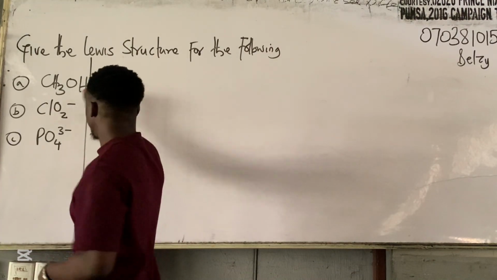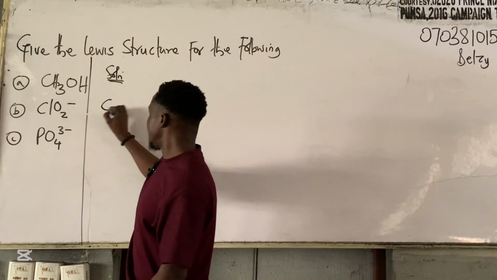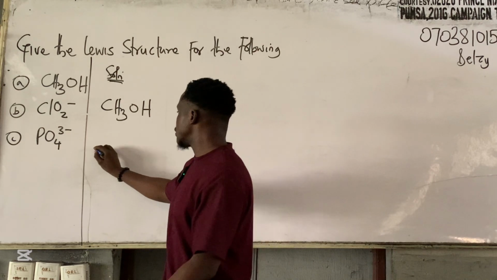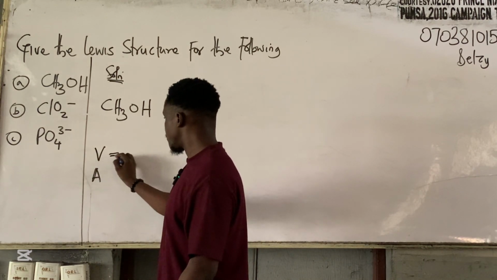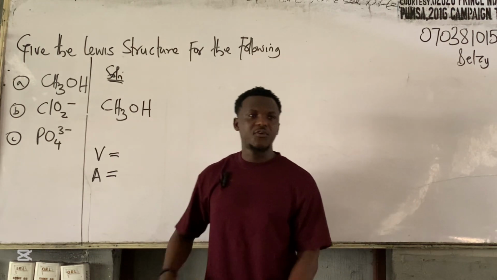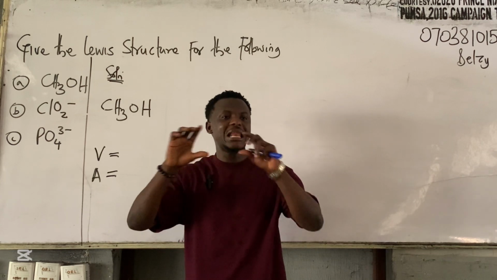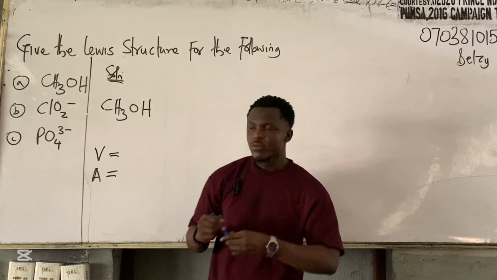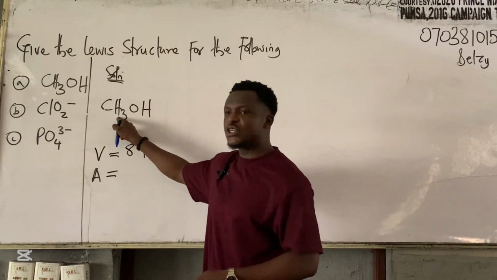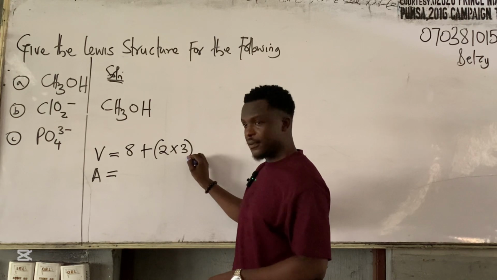I might just solve only A and then solve the remaining one. Now, first, let's find our V and let's find our A. Class, V for carbon, apart from hydrogen, helium, lithium, and beryllium, every other element will have a value of 8, right? So V for carbon will be how many? 8. V for hydrogen will be how many? 2. Times how many? 3.